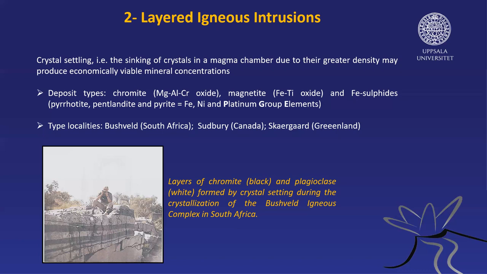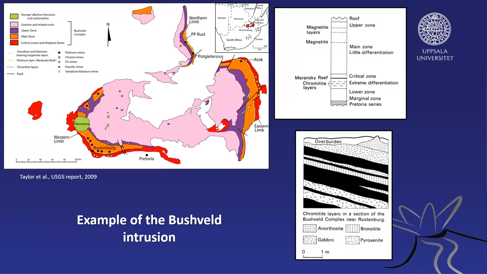About type localities, I mentioned already Bushveld. You have the same kind of layered intrusion in Sudbury, also in Greenland, Skagerrak. You have to keep in mind, we are talking about huge magmatic bodies. And I will give you the example of the Bushveld intrusion. This is where you can find it in South Africa. And you see the scale. I think that's kilometers, dozens of kilometers.